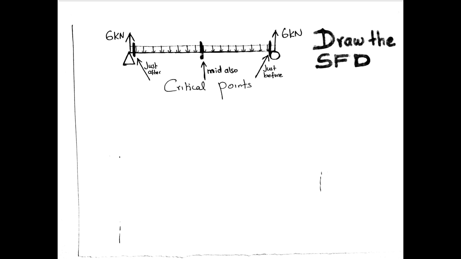Now draw the shear force diagram of the beam. Now consider the shear force diagram. Firstly, identify the critical points. These are the critical points: just after the support, and this one just before the support. This is a symmetric case, therefore we consider the midpoint also a critical point for easiest work.